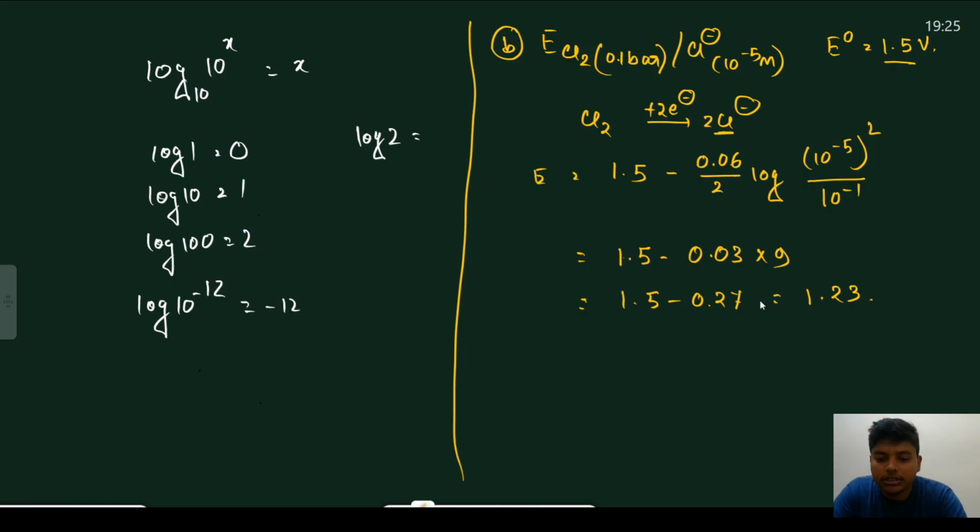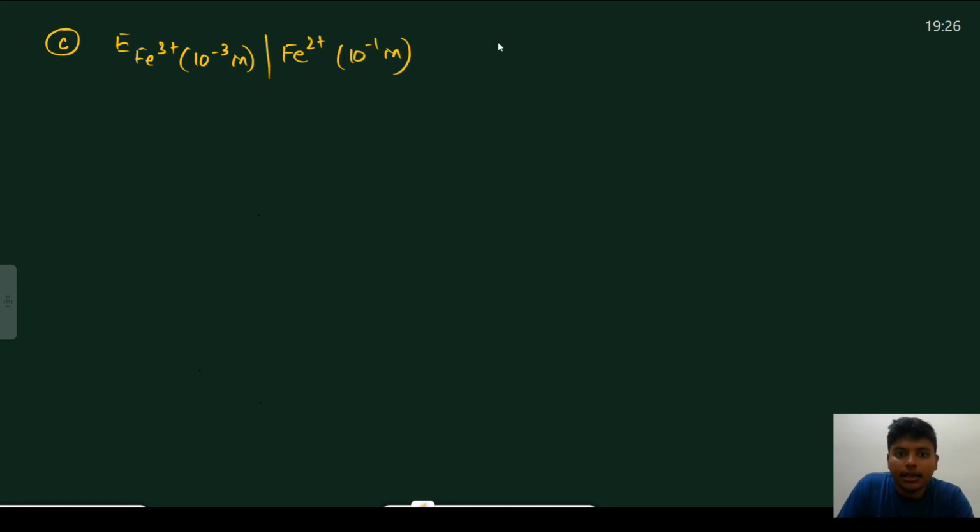Understood. What is the problem, Ashmita and all? Tell. The reaction quotient, that thing I forgot, sir. That stoichiometric coefficient. Okay. Next, Fe3+ is 10 power minus 3 molar and Fe2+ is 10 power minus 1 molar. E naught value given is minus 0.5 volt. Find out the E value. Go ahead.